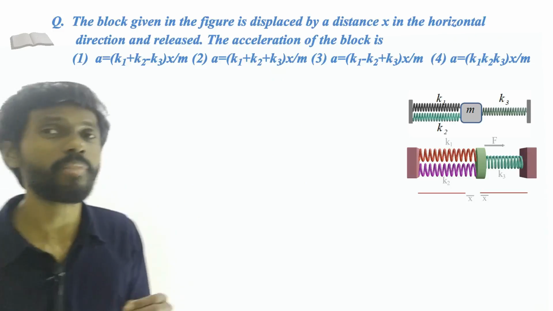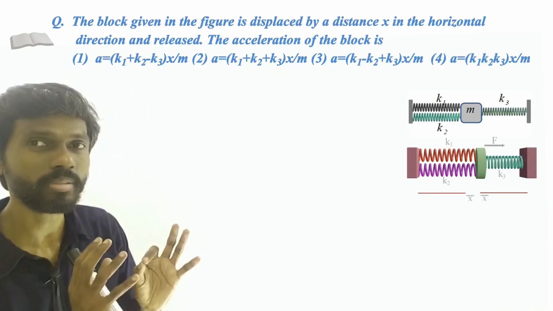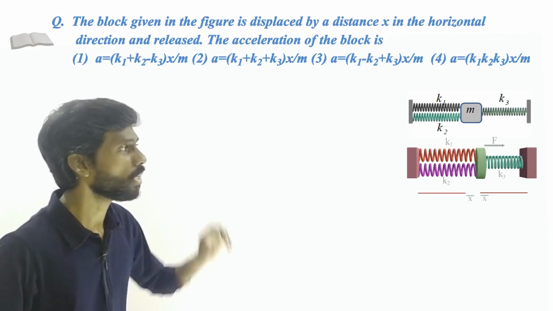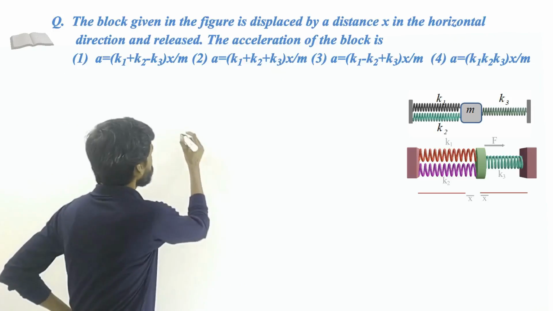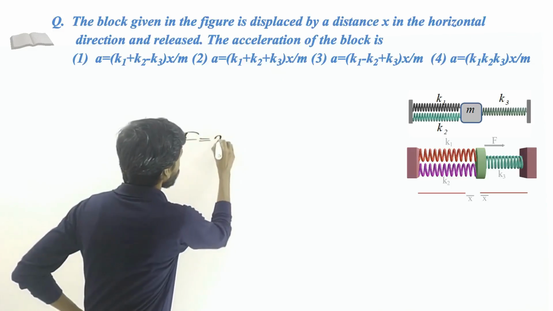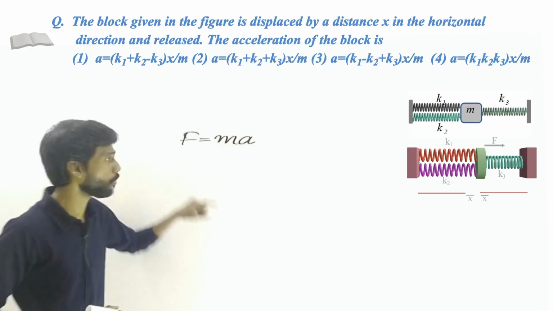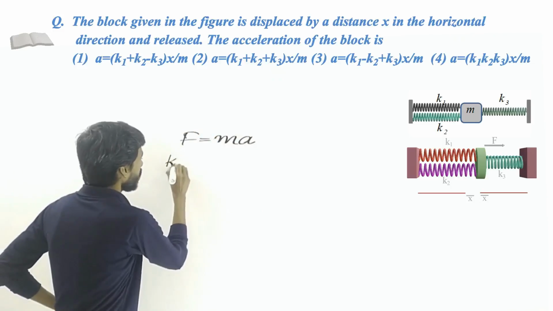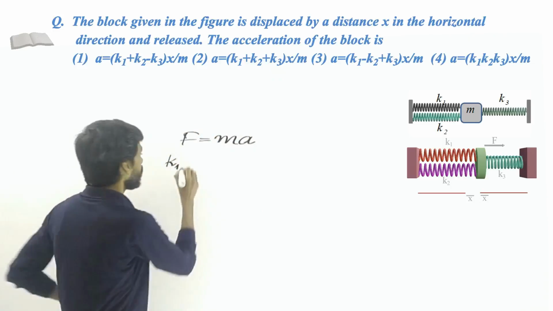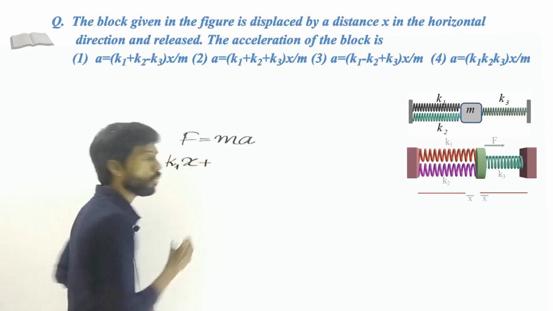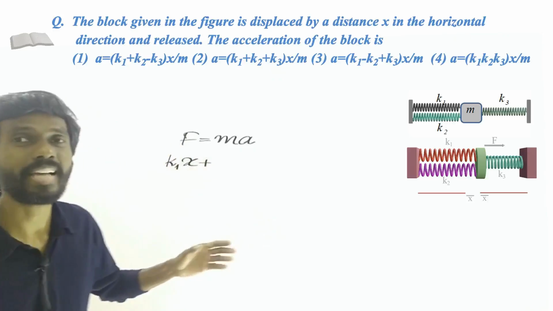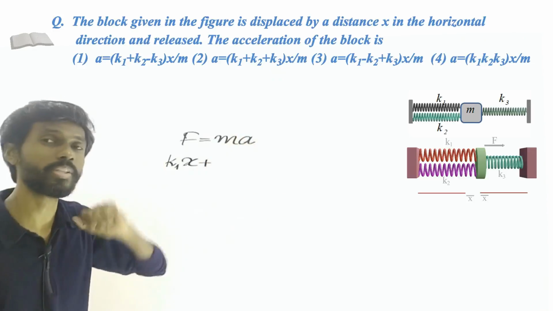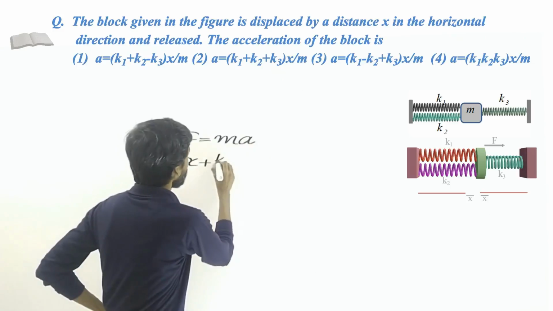Now the elongation of the first spring is x units. That means what is the force? The spring constant multiplied by x. So the force here is due to the first spring. We are going to use the formula force equal to mass times acceleration, where the force is K1, the spring constant, multiplied by the elongation x, plus the force due to the second spring. That has the same elongation because they are connected in parallel, but K2 is the spring constant, so K2 multiplied by x.